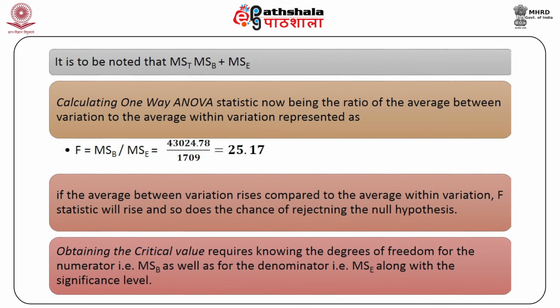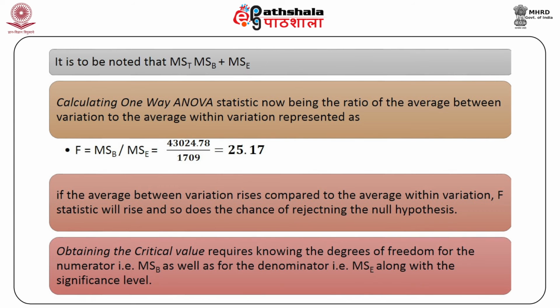It is to be noted that mean sum of square total is not equal to mean sum of square between plus mean sum of square error. Calculating the one-way ANOVA statistic, being the ratio of the average between variations to the average within variations, is represented as F is equal to mean sum of square between upon mean sum of square error, that is 25.17 in this case. If the average between variation rises compared to the average within variations, the F statistic will rise, and so does the chance of rejecting the null hypothesis.